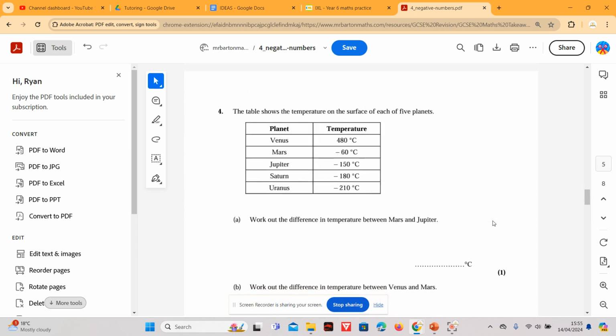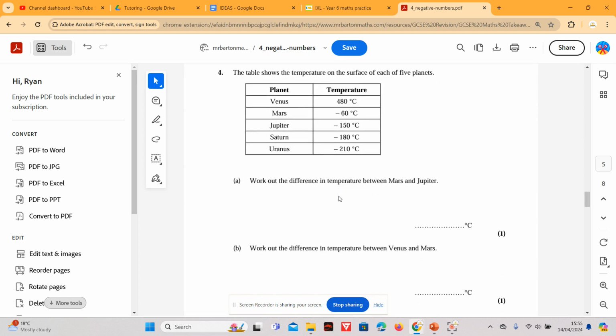Right. We've got bigger numbers to deal with this time. The table shows the temperature on the surface of each of 5 planets. So we've got Venus 480, Mars -60, Jupiter 150, Saturn -180, Uranus -210. Work out the difference in temperature between Mars and Jupiter. For this, because it's 2 minus numbers, we can simply take these away.